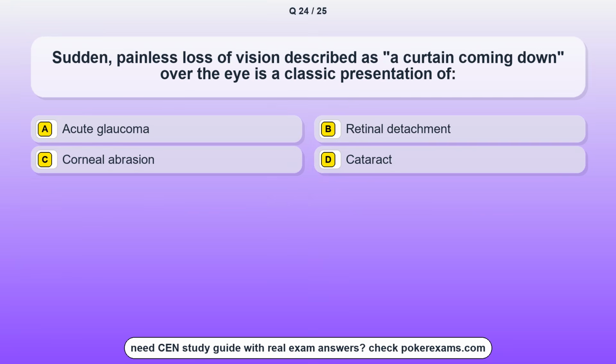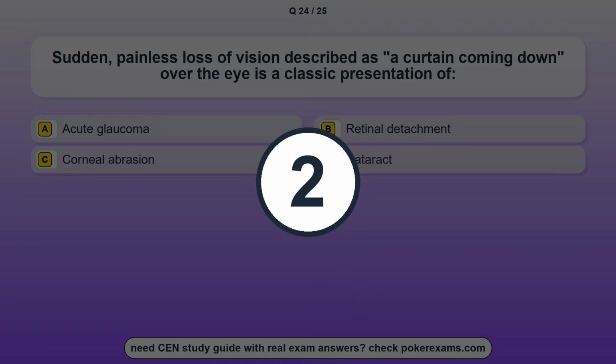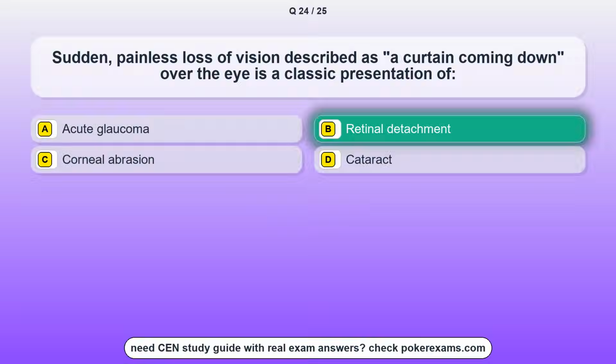Question 24. Sudden, painless loss of vision described as a curtain coming down over the eye is a classic presentation of: option A, acute glaucoma. Option B, retinal detachment. Option C, corneal abrasion. Option D, cataract. The correct answer is option B, retinal detachment.